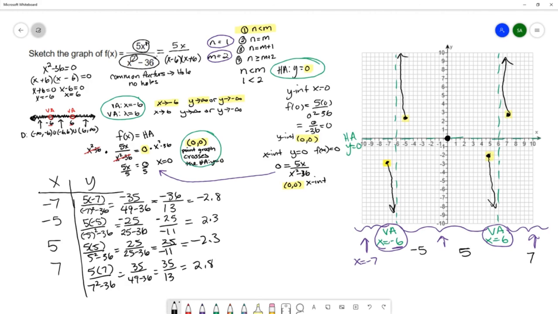In the middle, I can connect these points. Those 3 points get connected, and then the definition of my horizontal asymptote is that as x approaches infinity or x approaches negative infinity, y will be approaching 0. So I know that my graph will start to approach the horizontal asymptote on both ends. And so now we have a sketch of our rational function 5x over x squared minus 36.